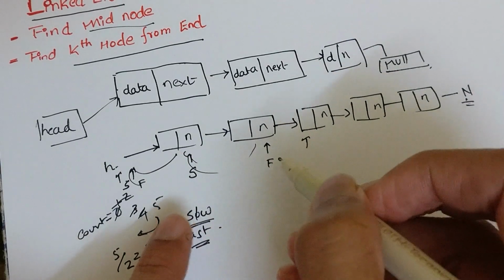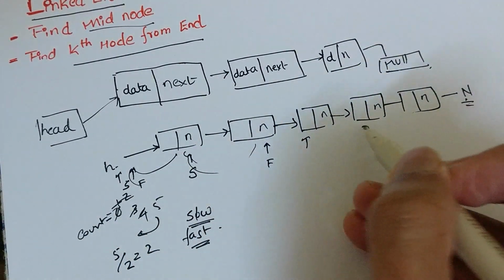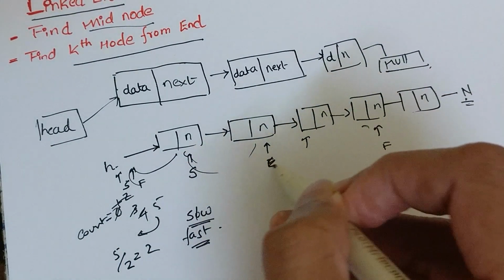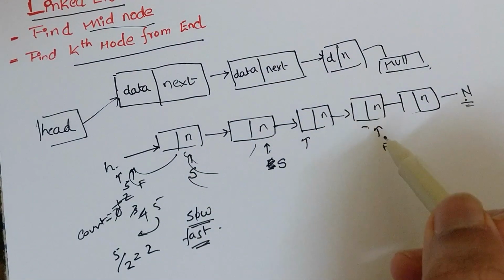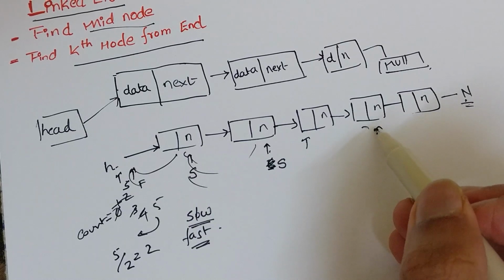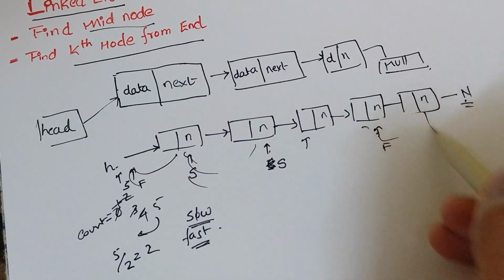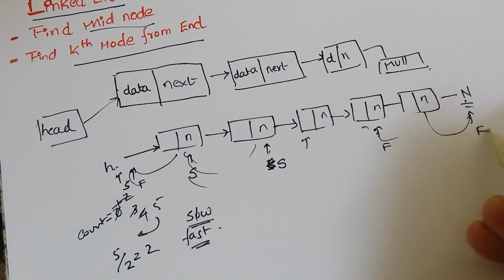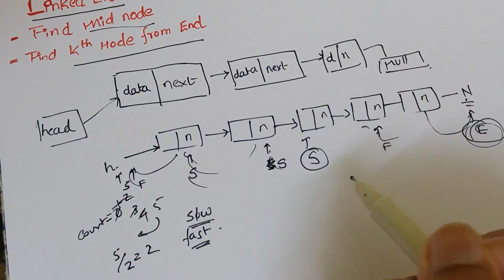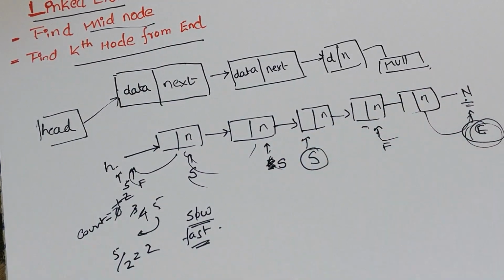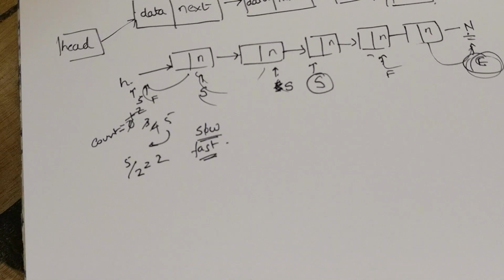Again, I'll move fast 2 steps here, and slow will move by 1 step to this node. Again, fast I will move 2 steps, and slow will move 1 step. But here fast is already at null, it can't move further, so I reach the end of the list. When the fast pointer reaches the end of the list, the slow pointer, which was moving 1 step at a time, will be at the middle node. So this is one neat trick.